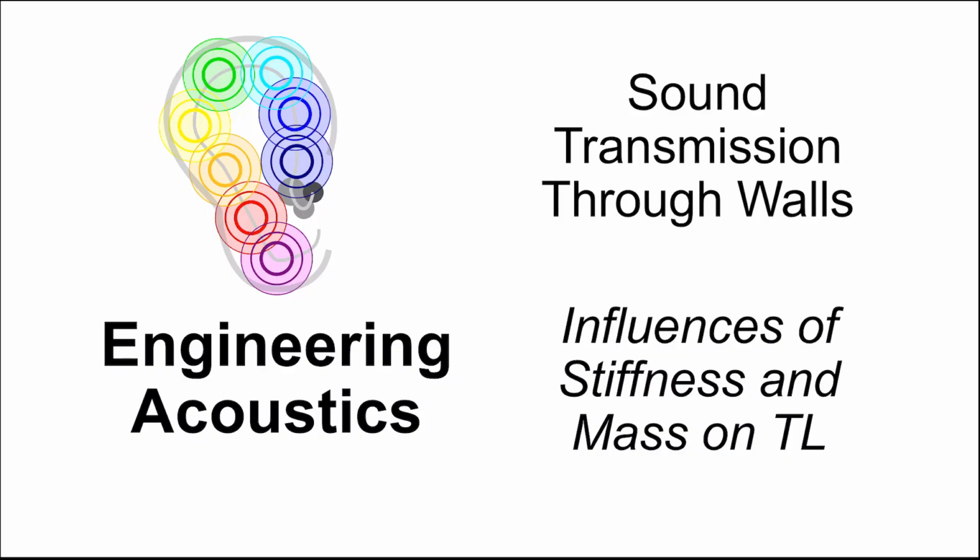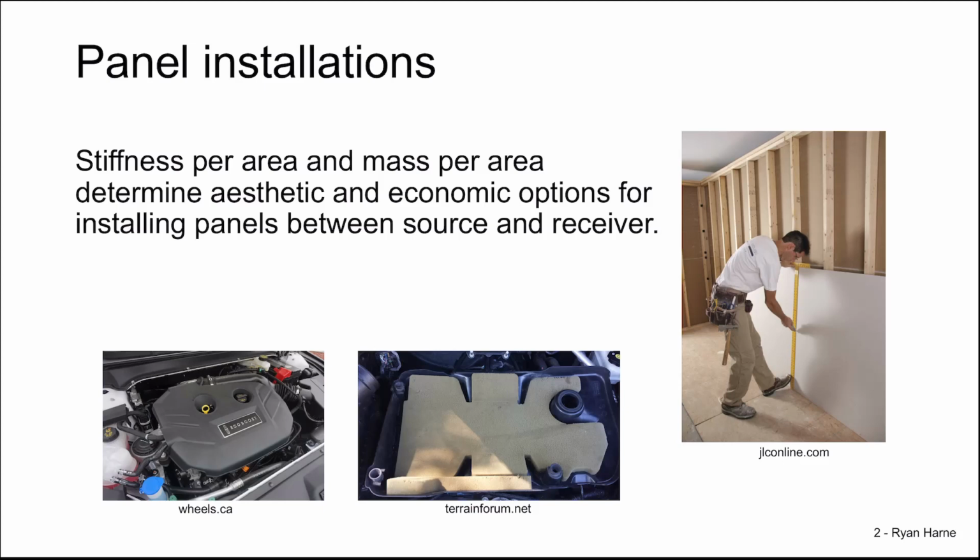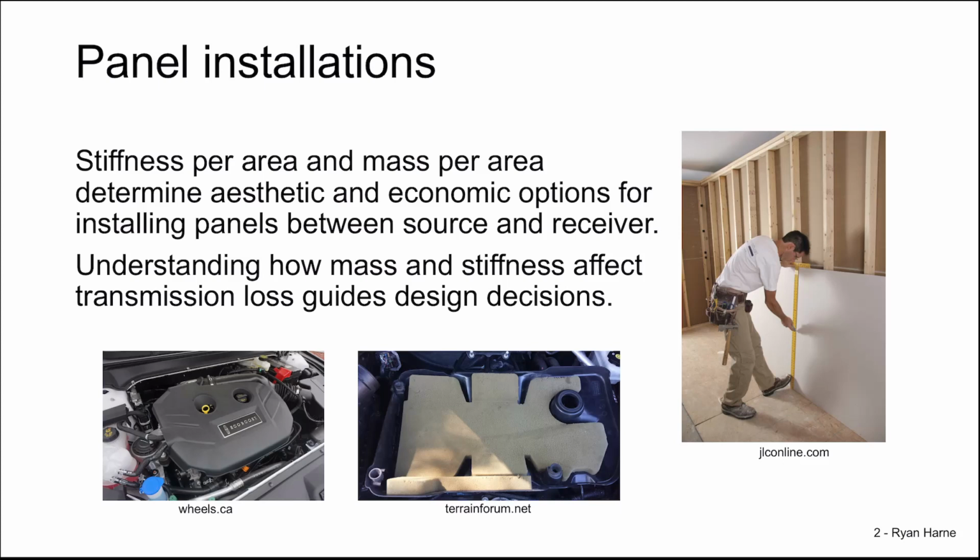In this video, we'll gather more intuition regarding how stiffness and mass determine the low and mid-frequency transmission loss of panels. So let's get started. The stiffness per area, also called the modulus, and the mass per area of panels determine many important aesthetic and economic details about our choice for installing panels to stop sound between source and receiver. And understanding how both mass and stiffness affect the transmission loss guides many design decisions.